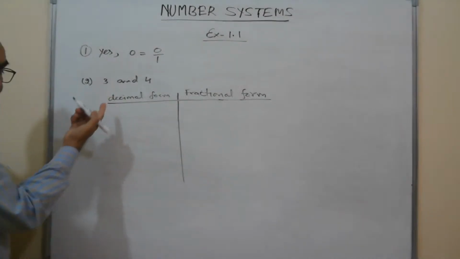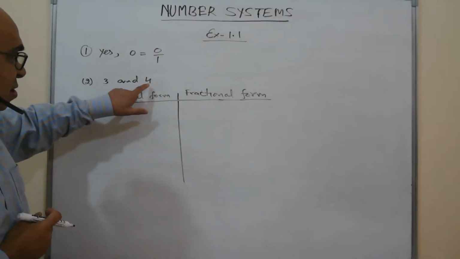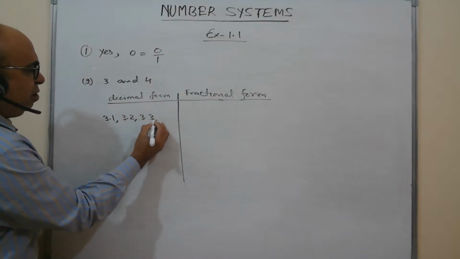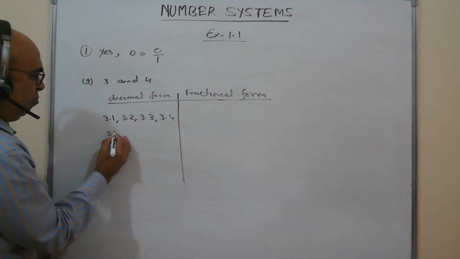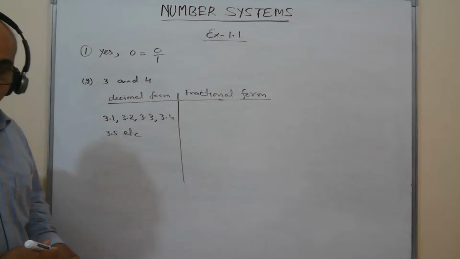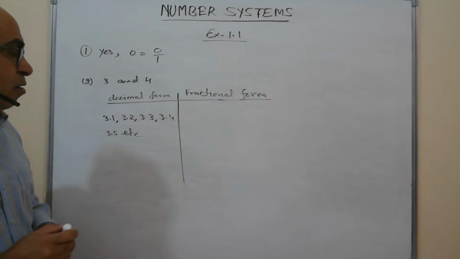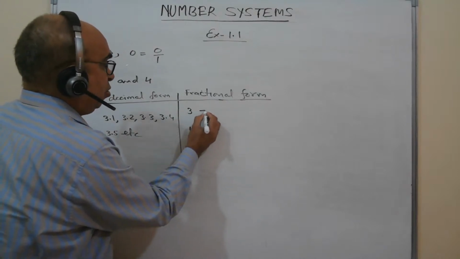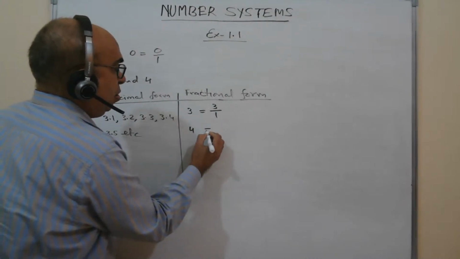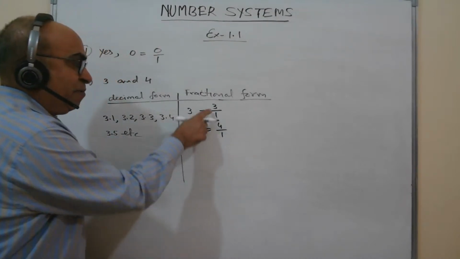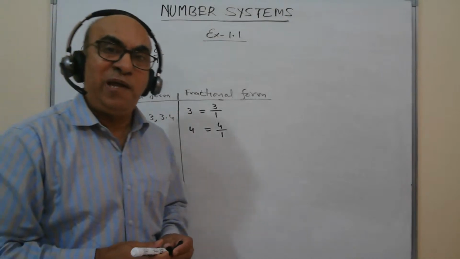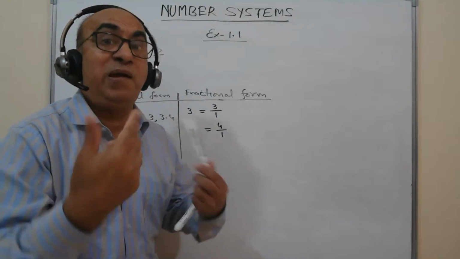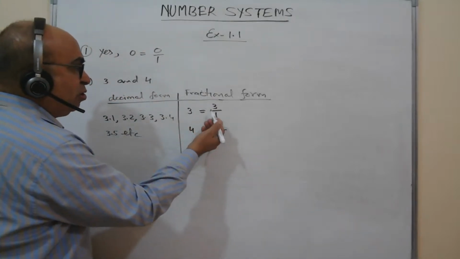Decimal form is very easy. You write a number greater than this, less than this. So it is 3.1, 3.2, 3.3, 3.4, 3.5, etc. Now, fractional form, how to write? It is 3 and it is 4. So write in fraction form 3 by 1, 4 by 1. They have the same denominator. Whenever you want to write the numbers between fractions, they must have the same denominator, or you make the denominators the same.